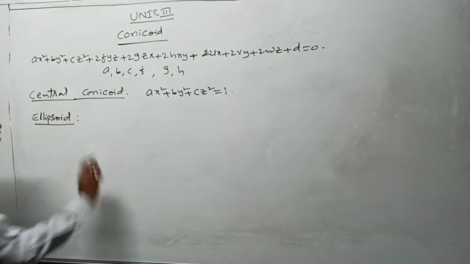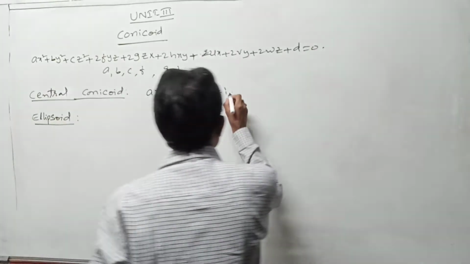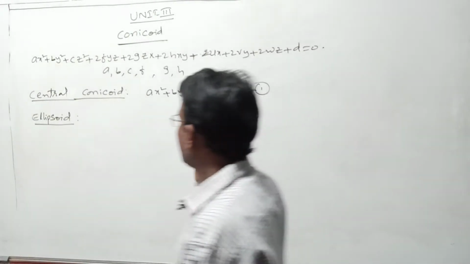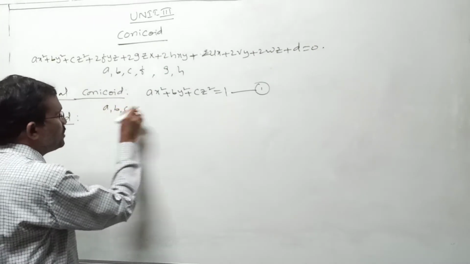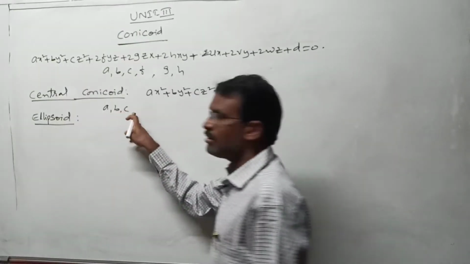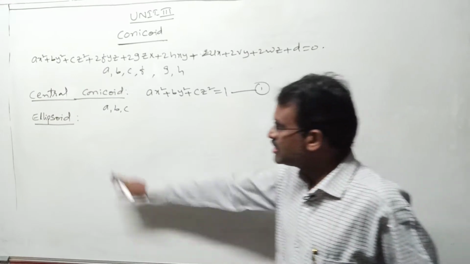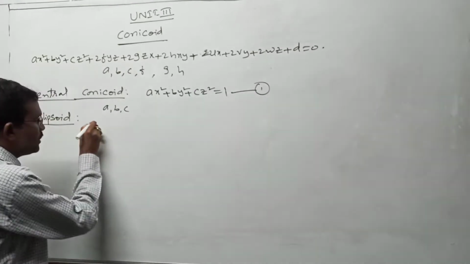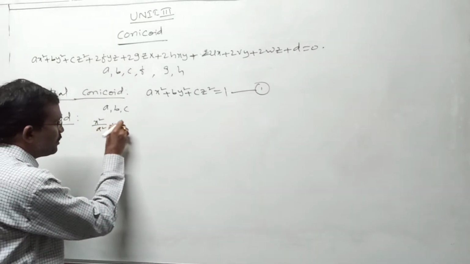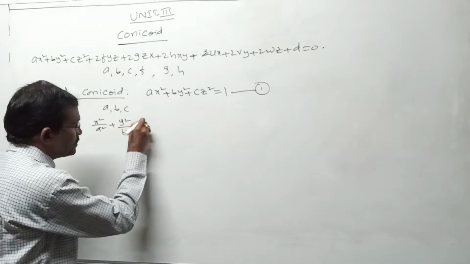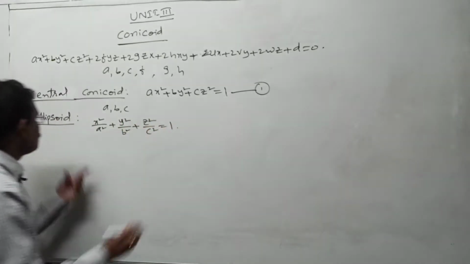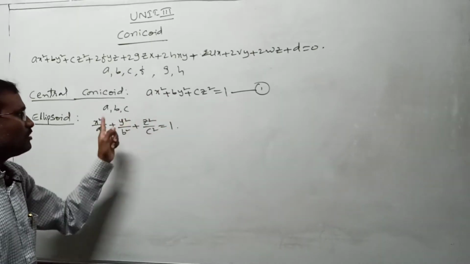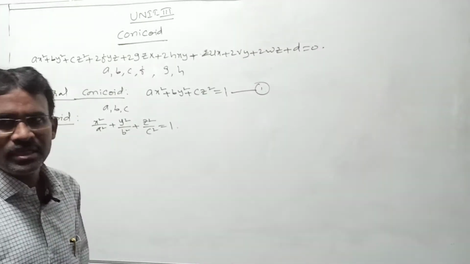What is an ellipsoid? This is our central conicoid. In this central conicoid, if all the constants are positive, such a conicoid is called an ellipsoid. That means the equation is x²/a² + y²/b² + z²/c² = 1. This is the ellipsoid equation. Here instead of a we have taken 1/a², 1/b², 1/c². Those are constants, you can take them in any order.